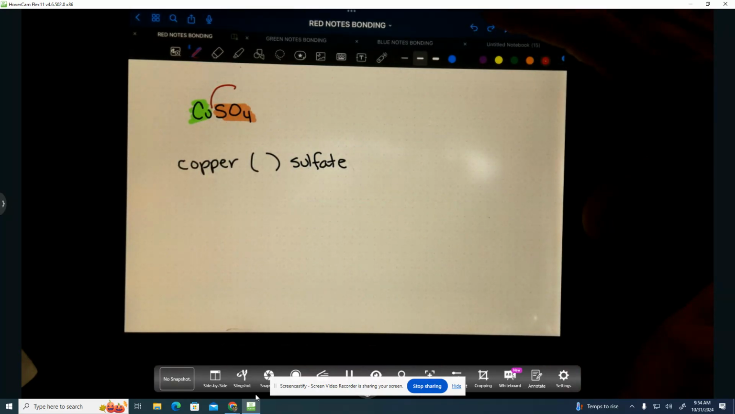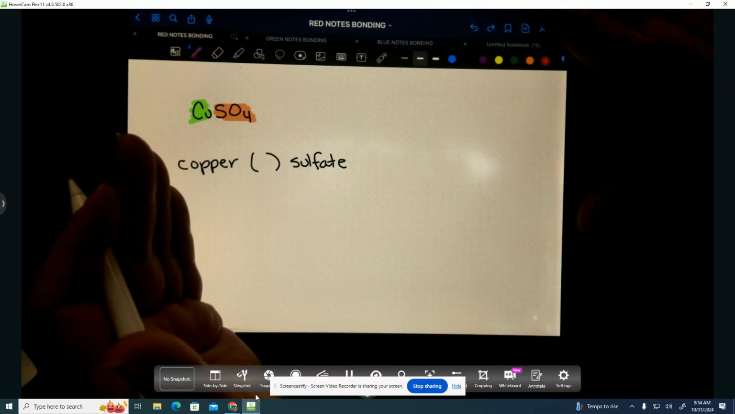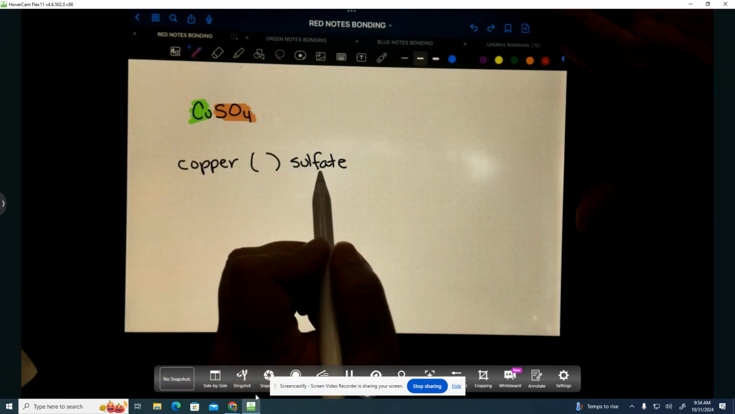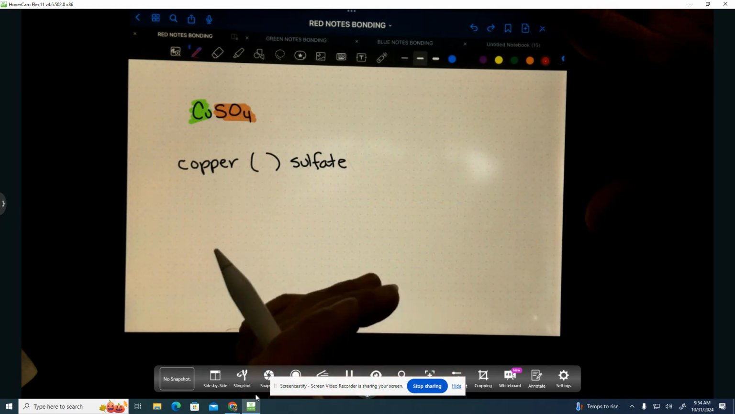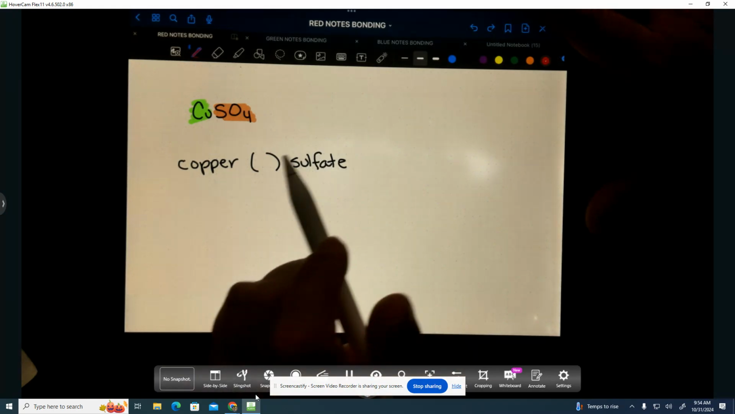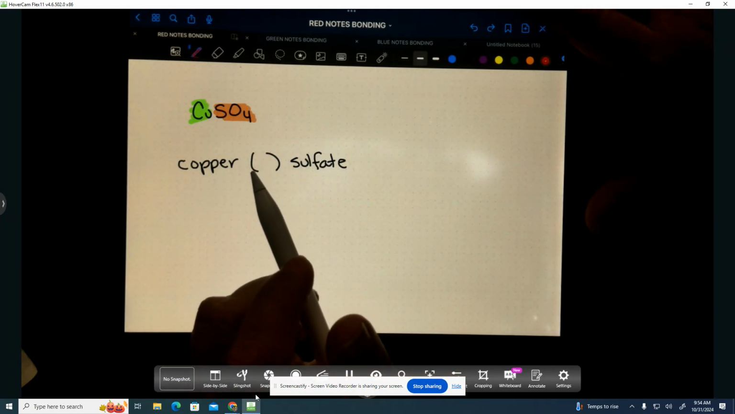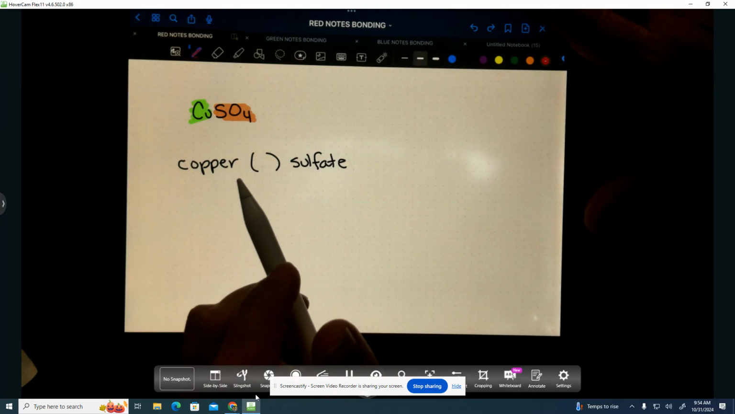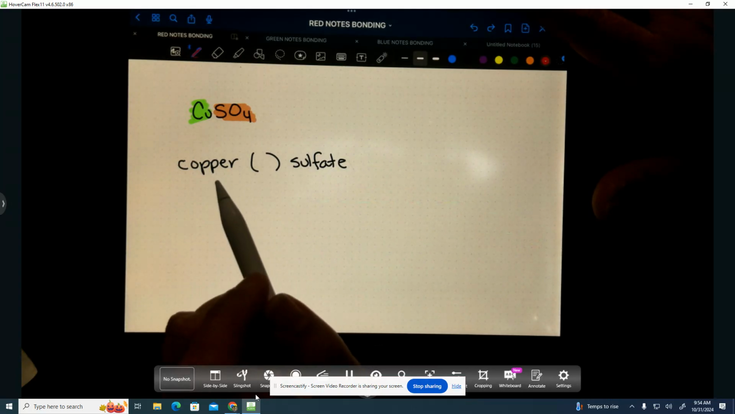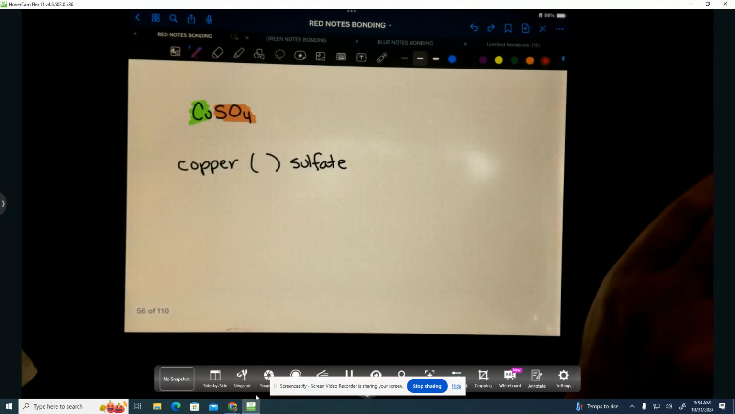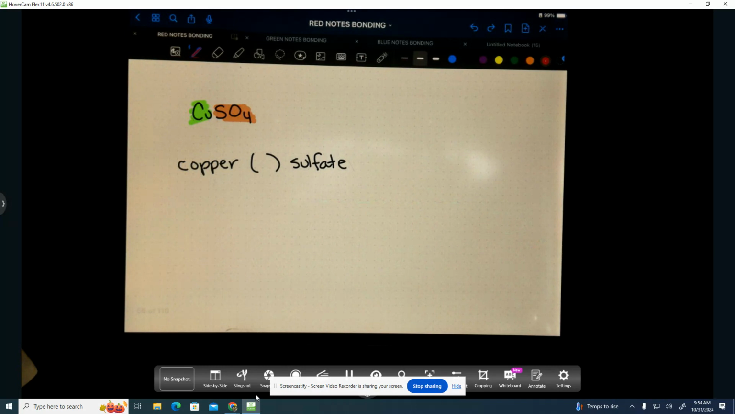All right, that being said, we're naming it like this. Copper, and then the sulfate is on table E. It needs a Roman numeral. Which Roman numeral does it need? What are your choices? You have two choices for copper. That Roman numeral is either going to be a 1 or a 2. Which one is used?